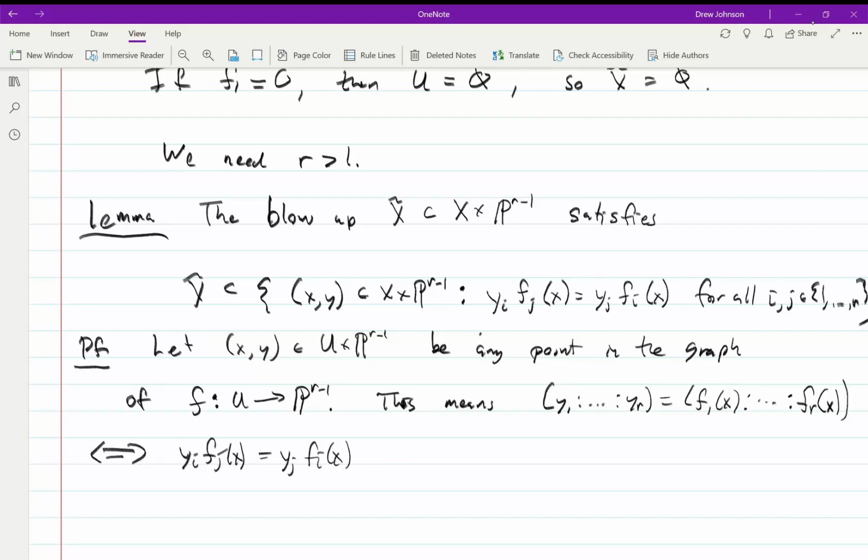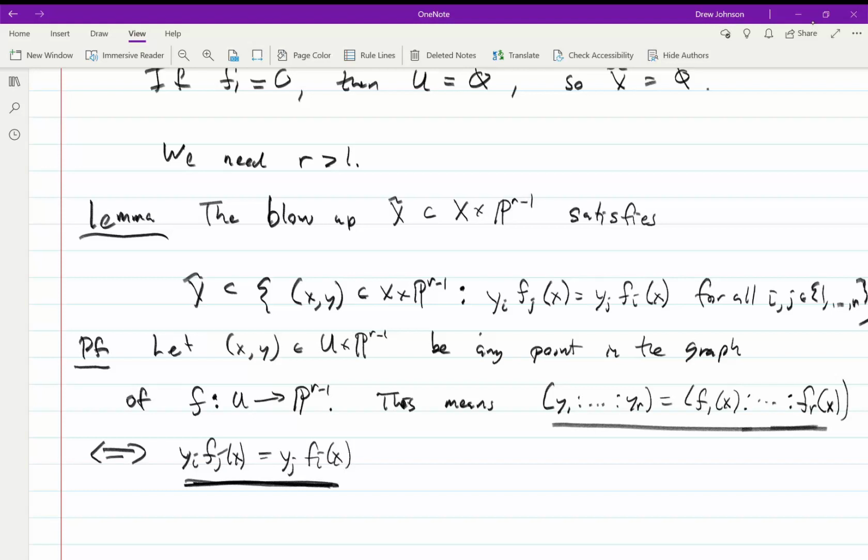Well, how do you tell if two points of projective space are the same? One way to do it is to put them in a 2 by r matrix and then take all the minors, and that will tell you whether they're linearly dependent. So that's exactly what we have here.